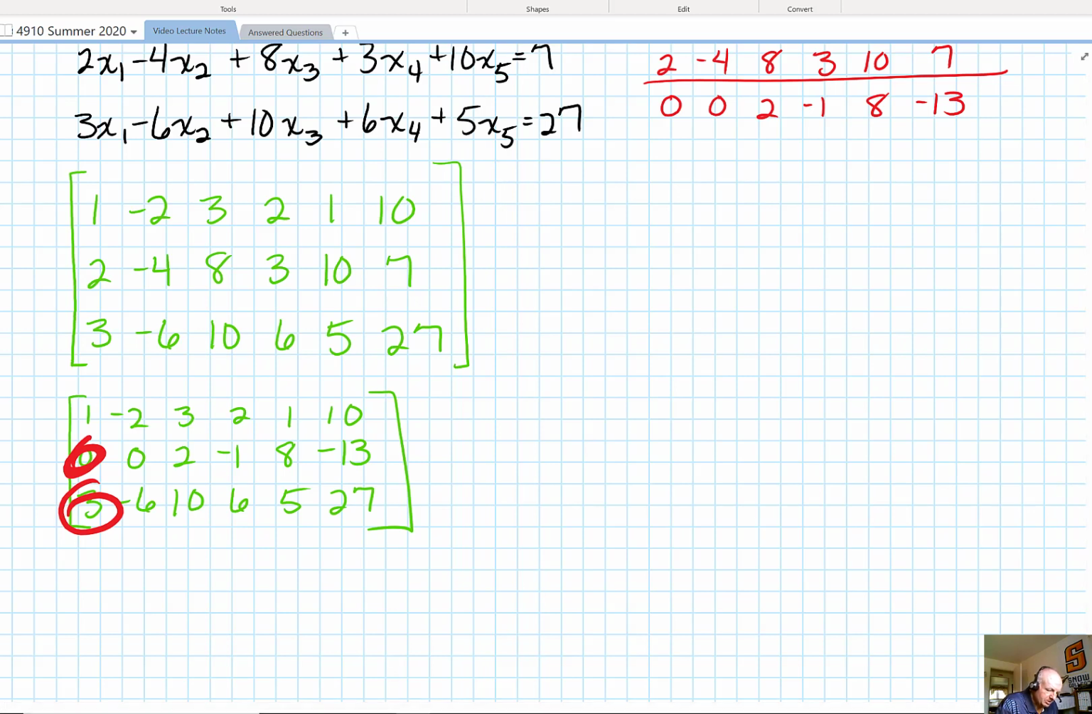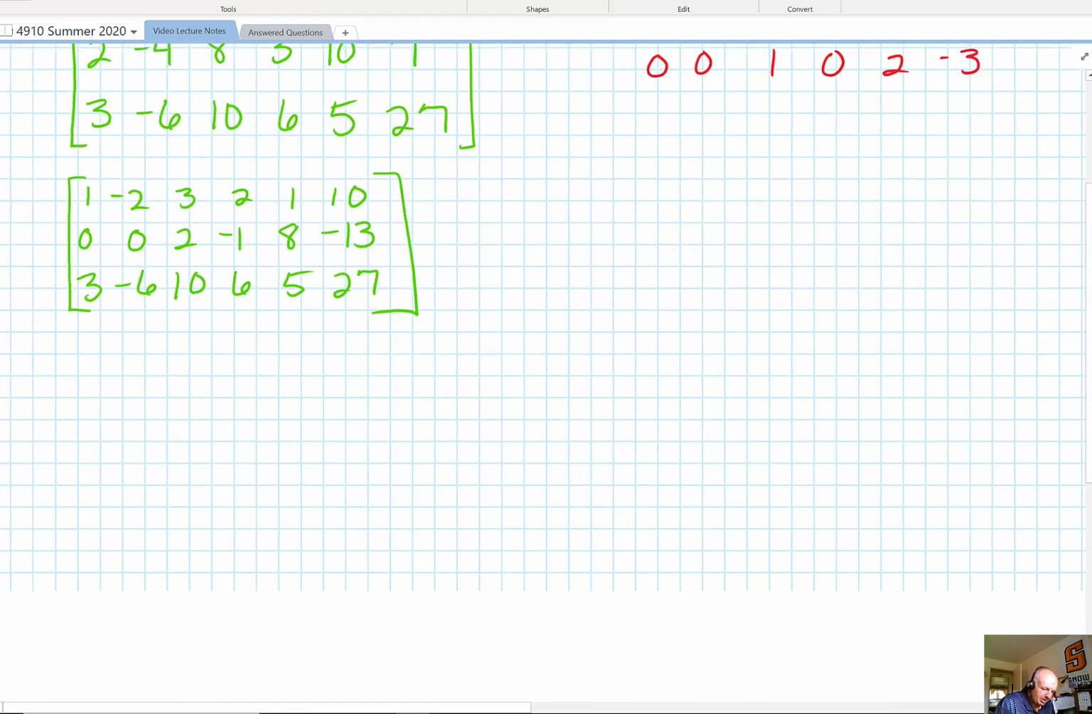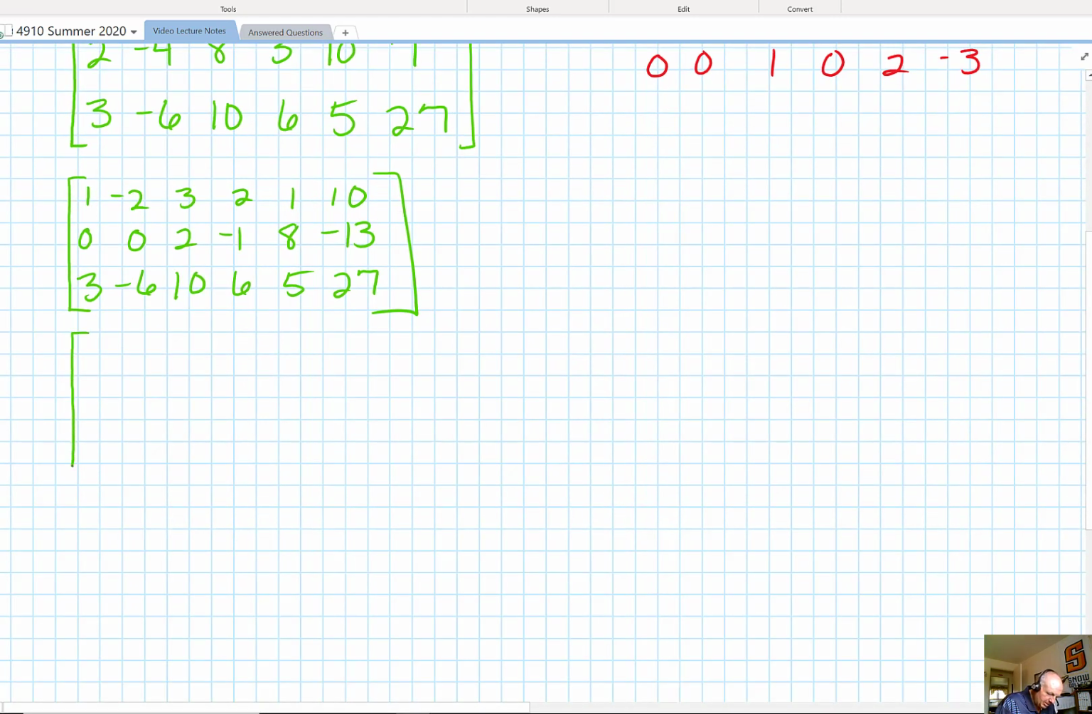Okay, so to do that, we're going to go -3 times row 1, add that to row 3, and replace row 3. So -3 times row 1 is -3, 6, -9, -6, -3, -30. Row 3 is 3, -6, 10, 6, 5, 27. And when we add those, we get 0, 0, 1, 0, 2, -3. And that becomes our new row 3 in this new equivalent matrix.